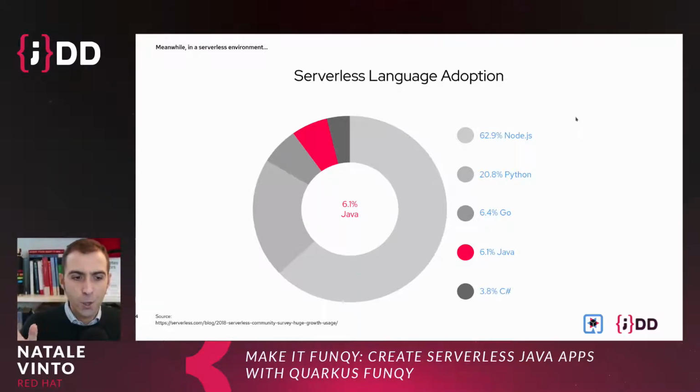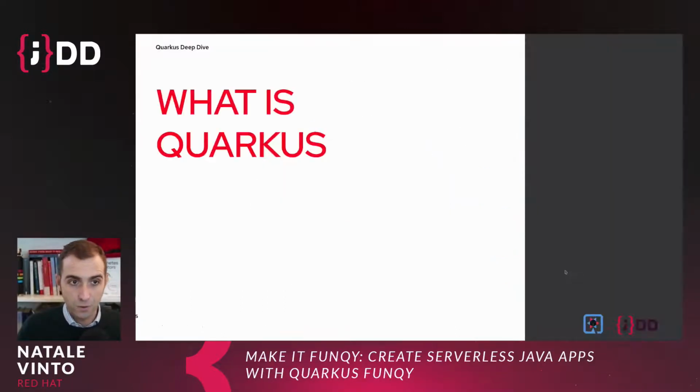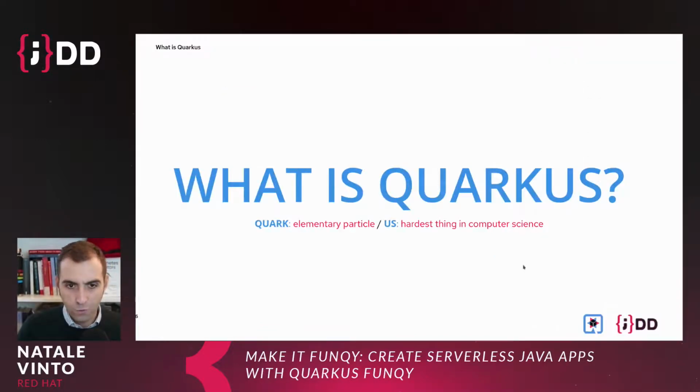If we go, there's this poll. It's not very updated, it's from 2018, but this poll says that in 2018, 6% of Java developers are using serverless, and the other languages come along. But this is increasing and growing because there's more support for Java frameworks in serverless workloads. We have seen an overview of Quarkus.